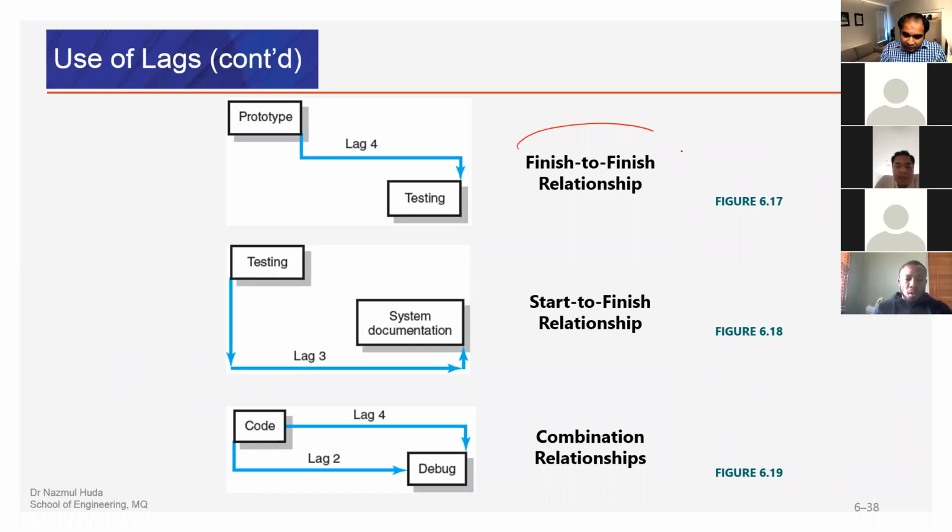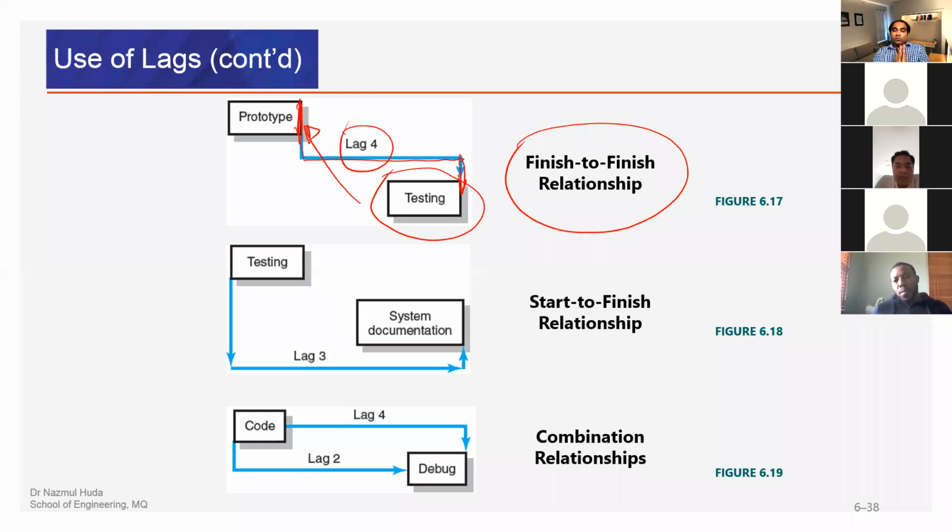Finish to finish, as you can see from the name itself, from this finish to that finish, we have 4. Now, what does that mean? That means we have a lag of 4 to finish the testing process once prototype is finished. You want me to repeat? We must finish testing within 4 days once we finish the prototype process. Okay, so this is finish to finish.